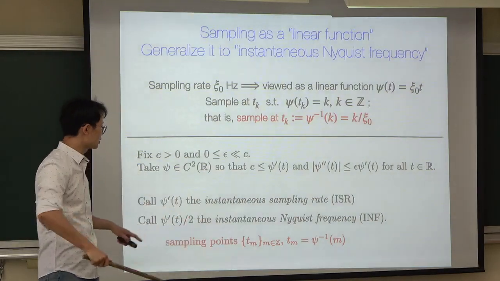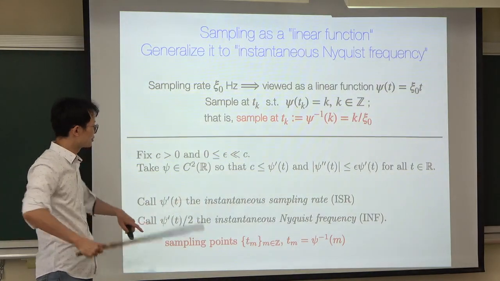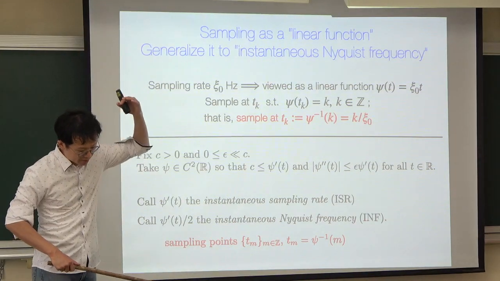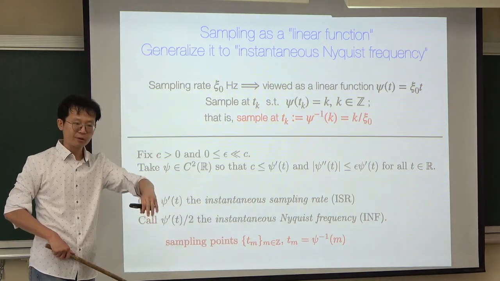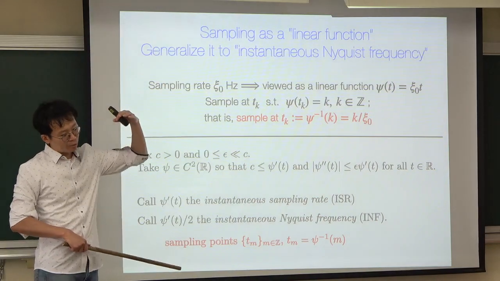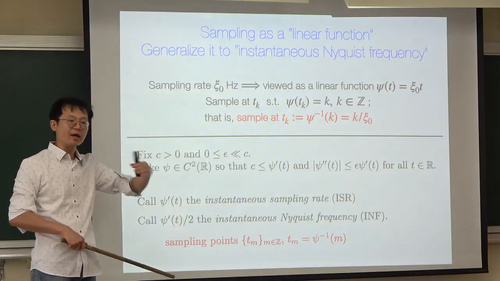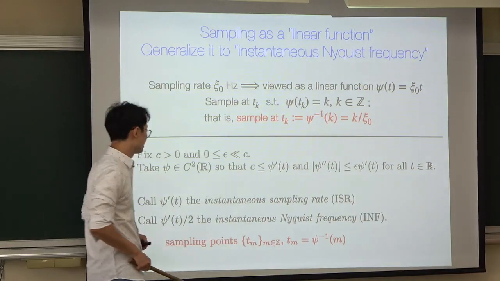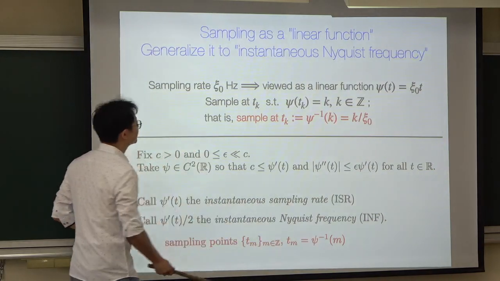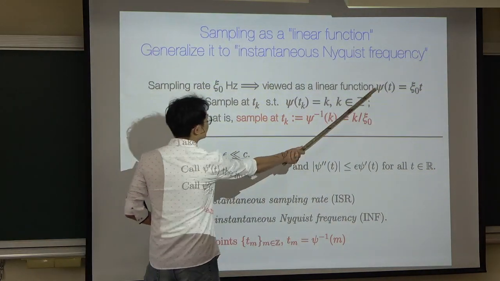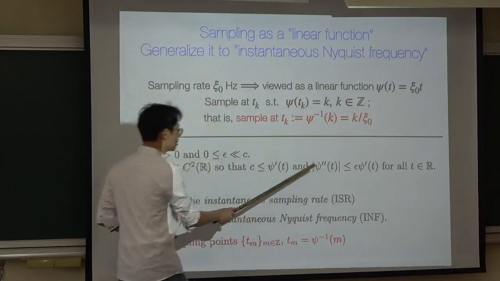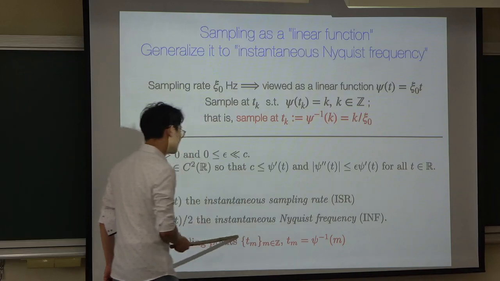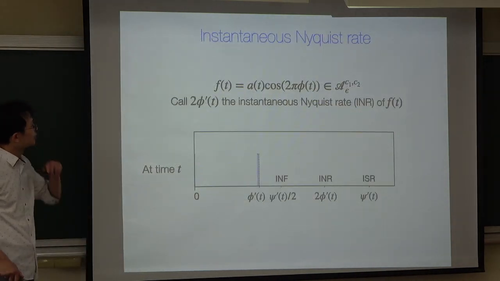We just want to sample things when the system tells us, okay, this is a green light, you can do the sampling. But when do you encounter a green light? It actually depends on how psi evolves. So that is a generalization from the traditional linear function to a general nonlinear function. And we can then define instantaneous sampling rate, instantaneous Nyquist rate, and so on.